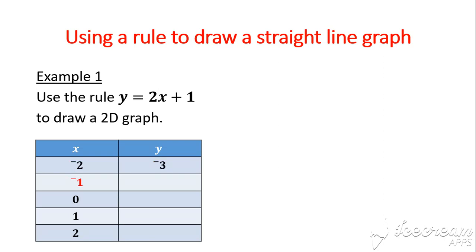Right, let's move on to -1. So let's go 2 times -1 plus 1 more. 2 times -1 makes -2, plus 1 more makes -1. Right, let's go 2 times 0 plus 1 more. 2 times 0 is 0. 0 plus 1 more makes 1. Let's go 2 times 1 is 2, plus 1 more makes 3. And let's substitute in 2. 2 times 2 is 4, plus 1 more makes 5. So we've finished our table, and we've got our list of coordinates that we're going to plot.